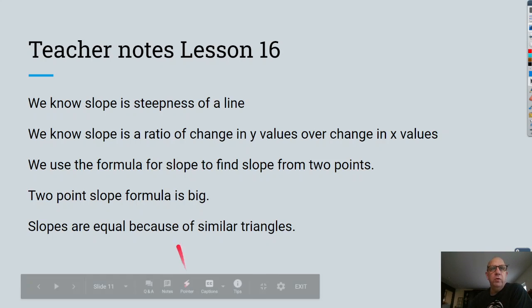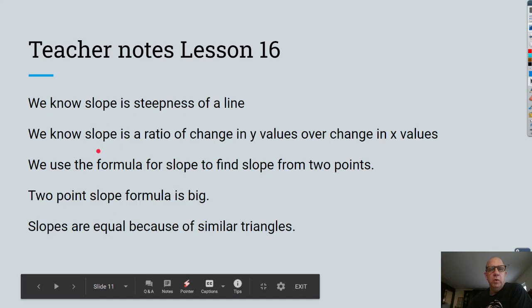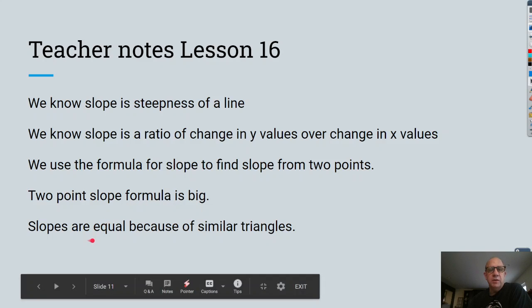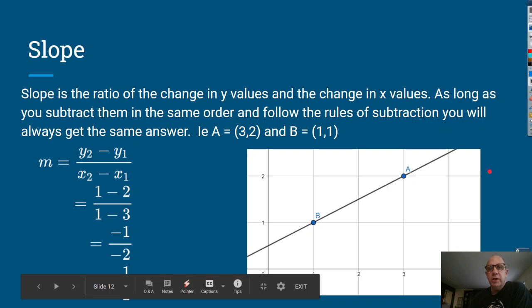We are going to know the slope is the steepness of a line. We're going to know the slope is a ratio of change in y values over a change in x values. We're going to have a formula to find slope from 2 points. Know that the 2-point slope formula is really a big deal, and slopes are equal because of similar triangles. So we're going to take a look at that.